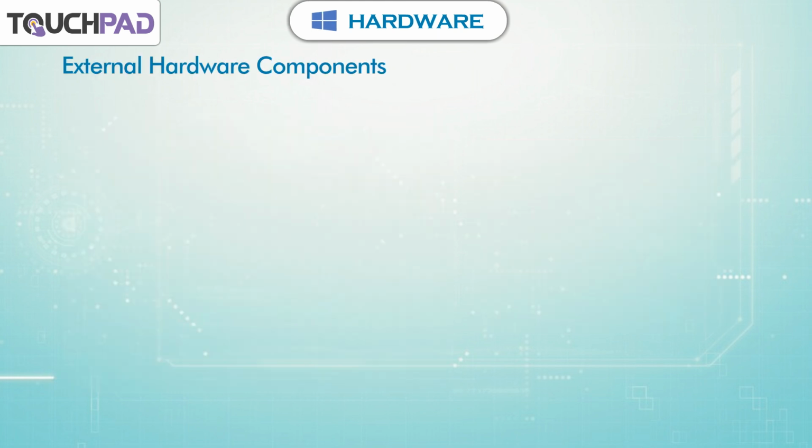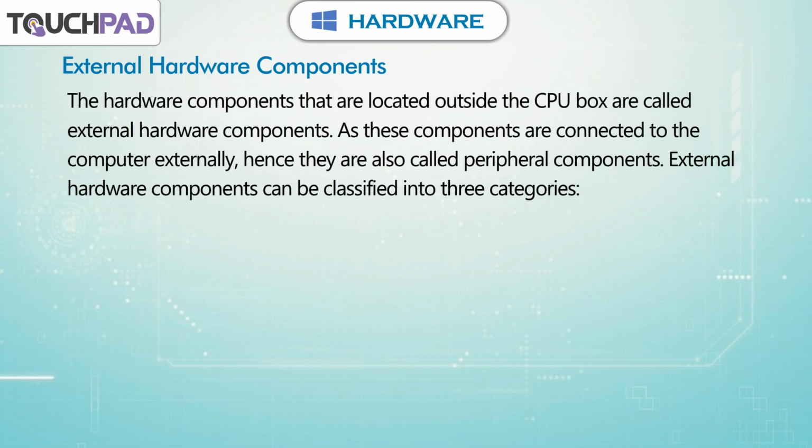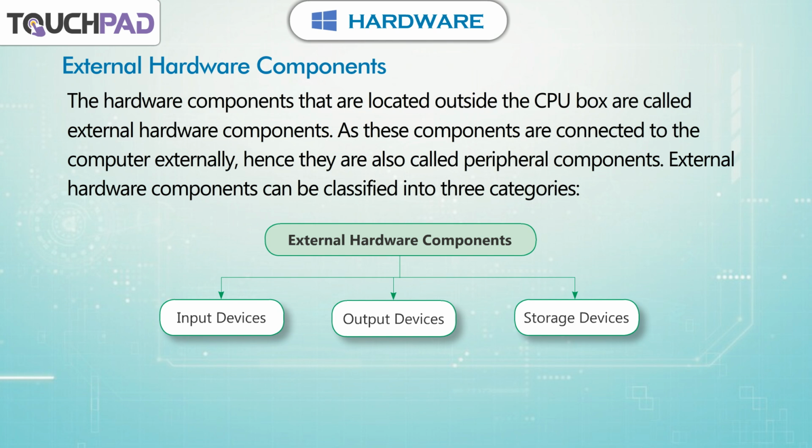External hardware components. The hardware components that are located outside the CPU box are called external hardware components. As these components are connected to the computer externally, hence they are also called peripheral components. External hardware components can be classified into three categories: input devices, output devices, storage devices. Let us discuss these in detail.